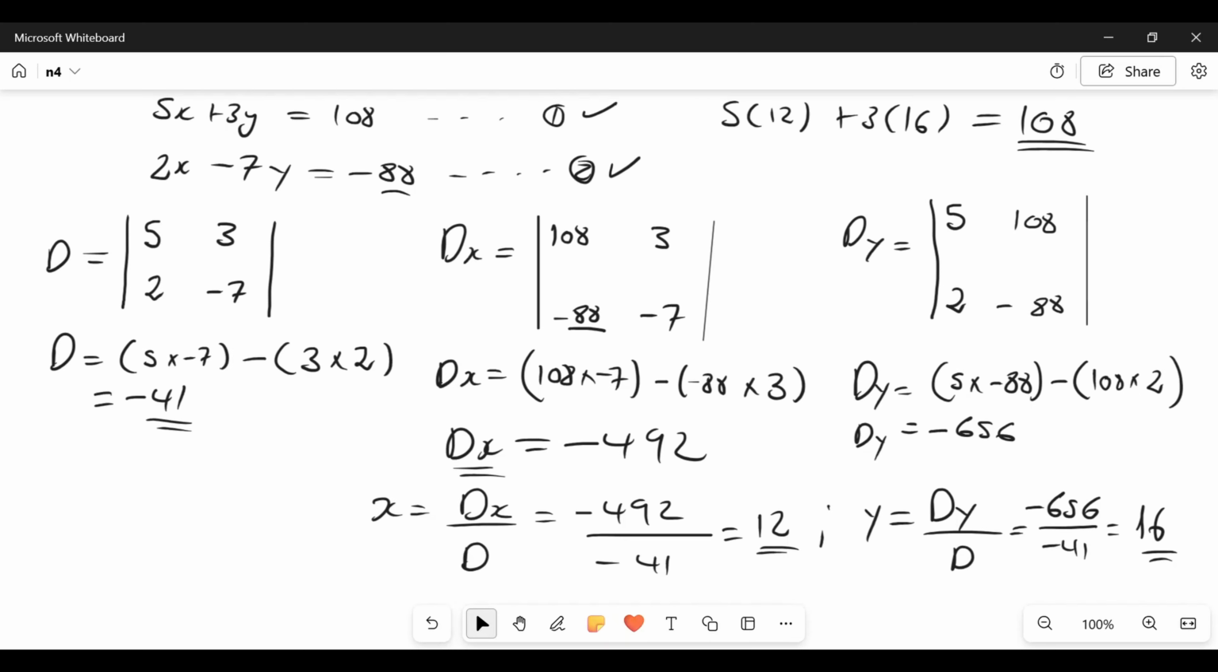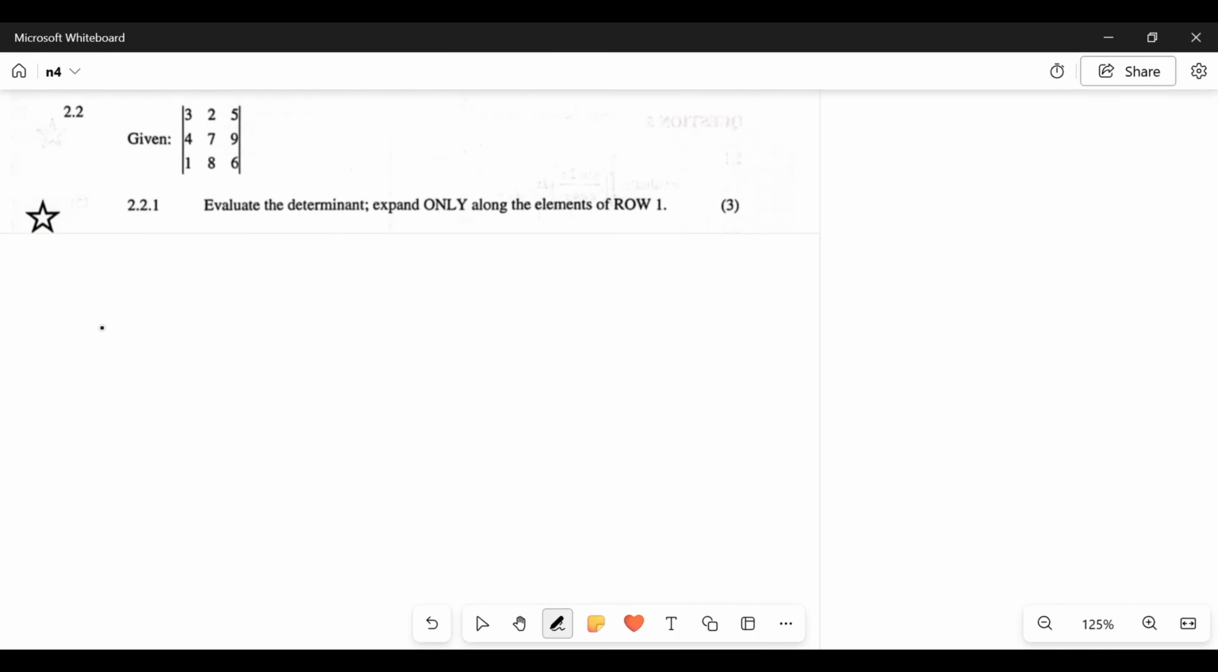All right guys, we are done with 2.1. Let's go and do the next question, which is 2.2. All right, here's our 2.2, guys. Now we are given the matrix here. I hope you can see it. This is a 3 by 3 matrix. So let's look at the sub question of this 2.2.